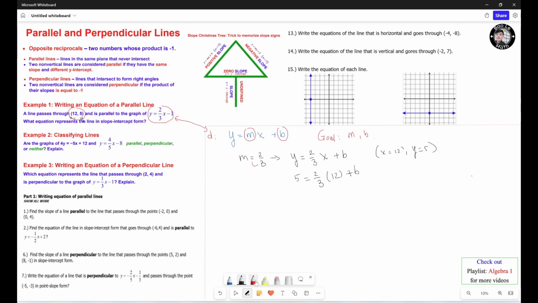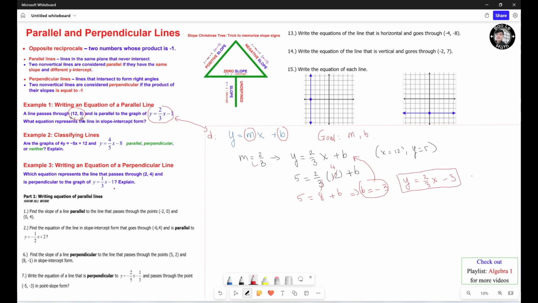Now I need to solve for b. So I have 12 right here and 3 right here, they cancel out. I have 4 left right here. So 5 equals 2 times 4, which is 8, plus b. So b equals negative 3. I plug it back over here and I get the answer. So the answer must be y equals 2/3 x minus 3. Done.